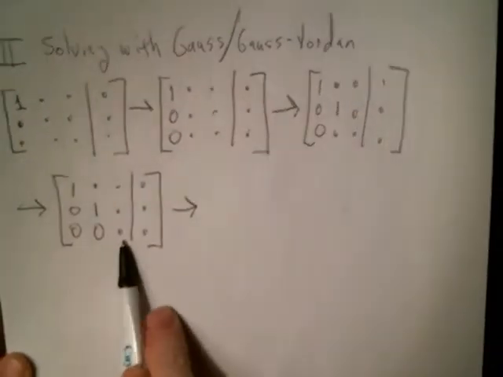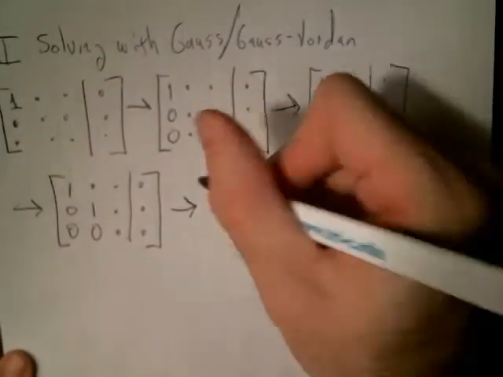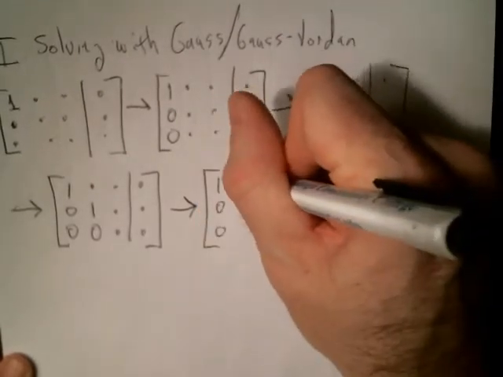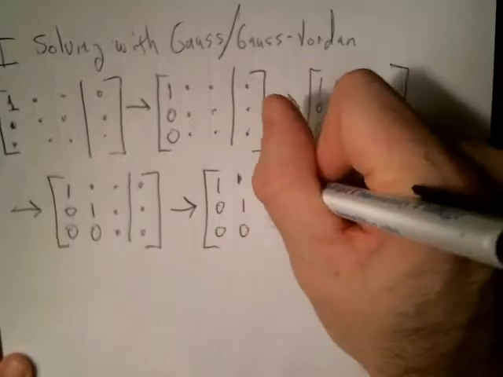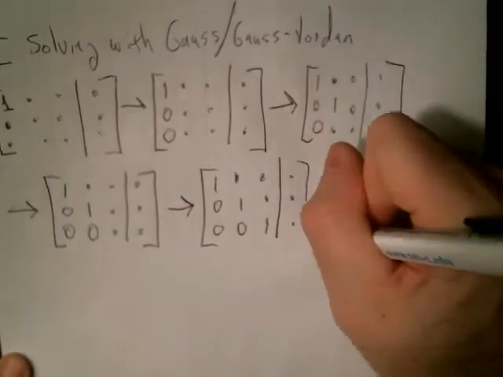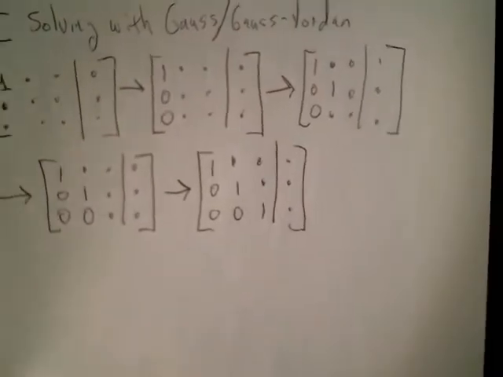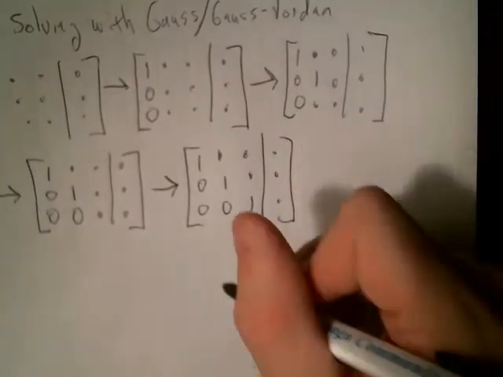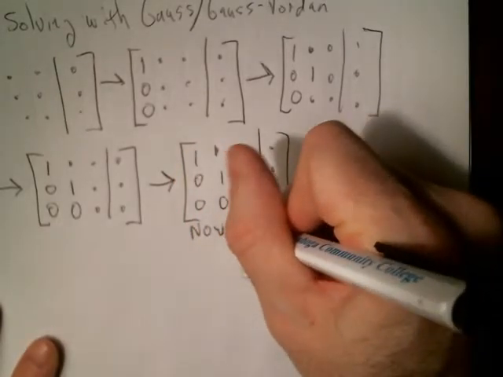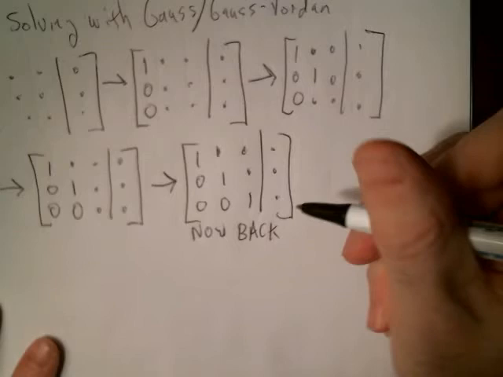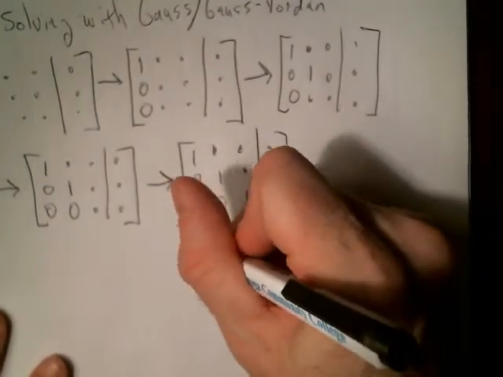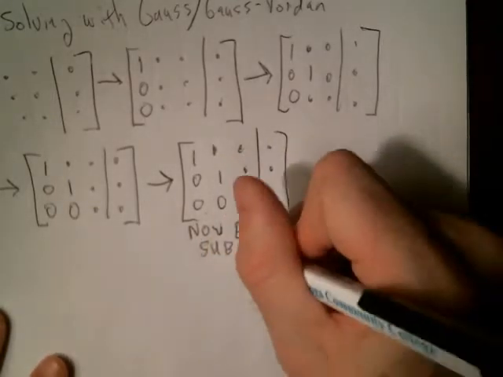Okay, and then finally, I want a 1 in this last pivot position. So 1, 0, 0. At this point, then you do back substitution. Once it's in this form, now back sub. So you transfer it into a system of equations and do back substitution for your answer.